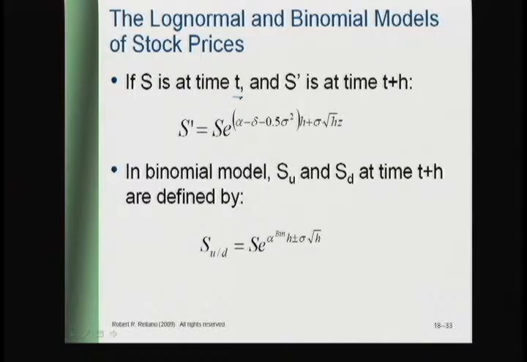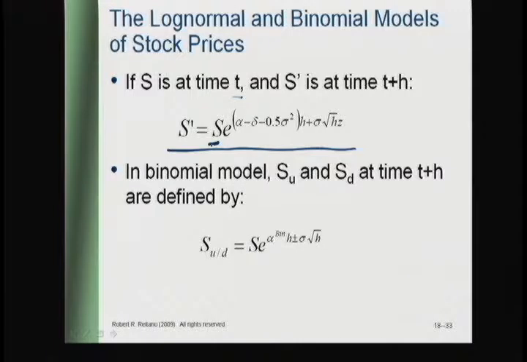So I want to compare these formulas. In the binomial lattice formula or model, you go from time t to time t plus h. So what does the log normal model say about that? Just taking our earlier formula, S prime will be given by this simple formula, where h is the period of time and z is a standard normal variable. So in the log normal model, I can go from time t to time t plus h by taking the time t price S and multiplying it by this exponentiated normal.